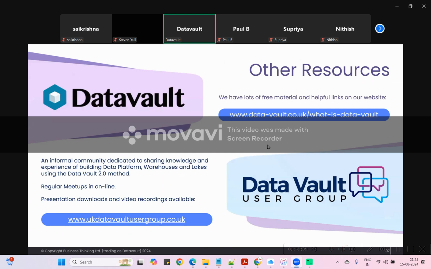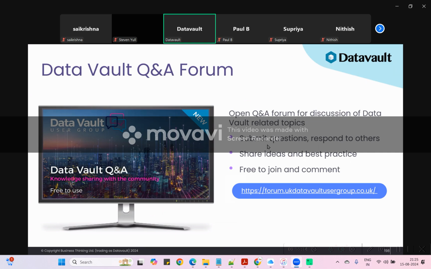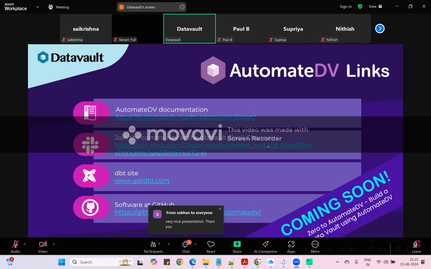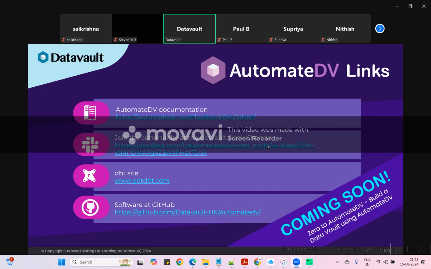And finally, we have Automate DV, which is our free-to-use tool. It is very well documented on Read the Docs. We have a Slack channel running, and a package on the dbt site and coming from GitHub. And very shortly we'll have an online training module for Data Vault with Automate DV available, so you can learn how to use the package properly.